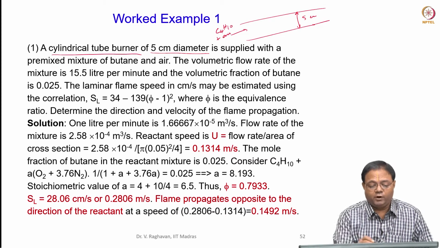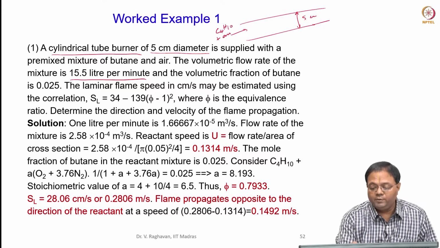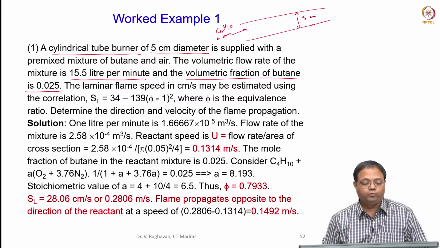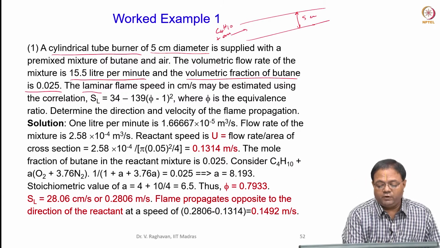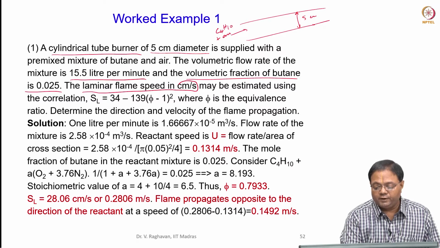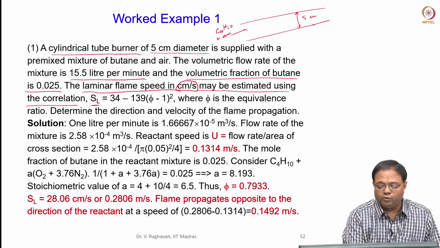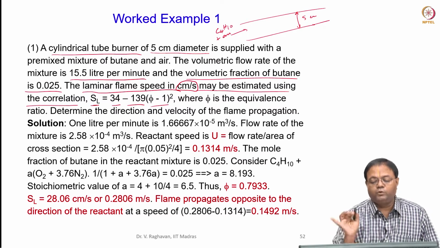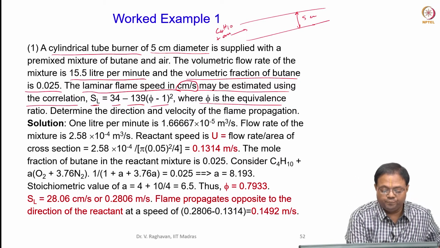The volumetric flow rate is 15.5 liter per minute, and the volumetric fraction of butane is 0.025. Now the laminar flame speed in centimeter per second may be estimated using the correlation SL equal to 34 minus 139 times (phi minus 1) the whole square, where phi is the equivalence ratio.